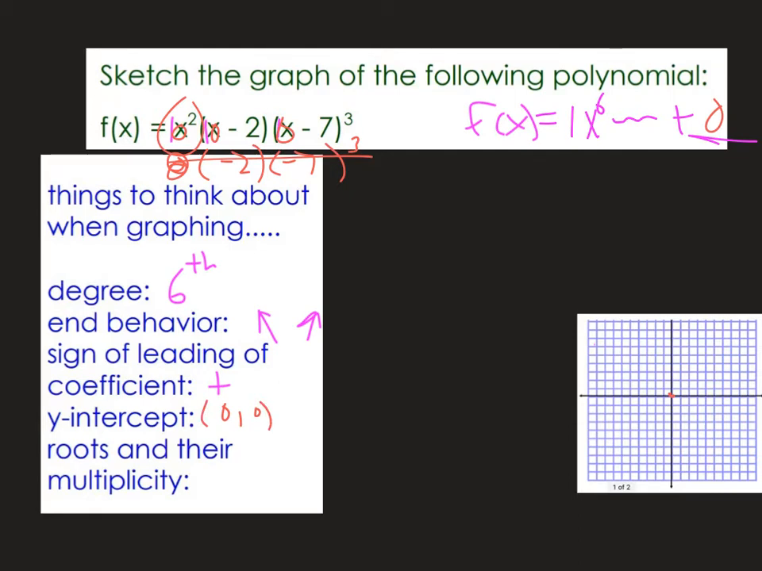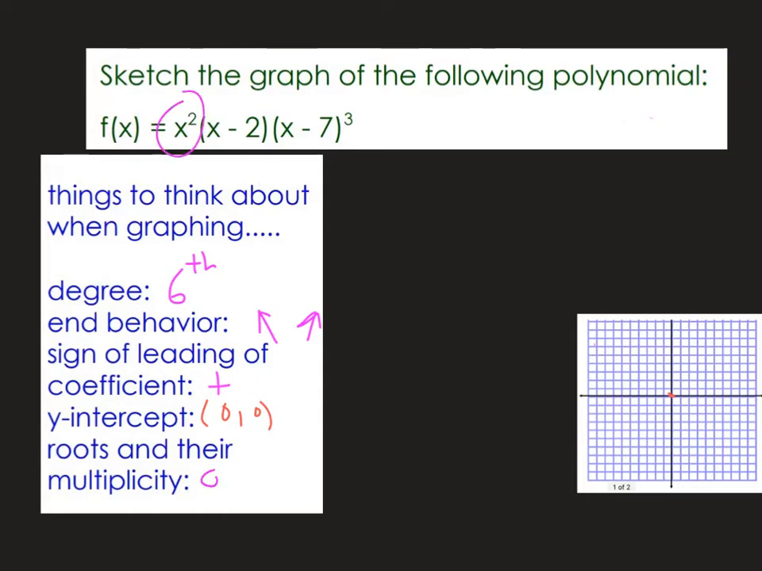The roots and their multiplicities are also very easy to think about in this form, right? So our root here is 0 with a multiplicity of 2. And then I have positive 2 with a multiplicity of 1, or no multiplicity. And then positive 7 with a multiplicity of 3. So there are our 3 zeros, or roots.